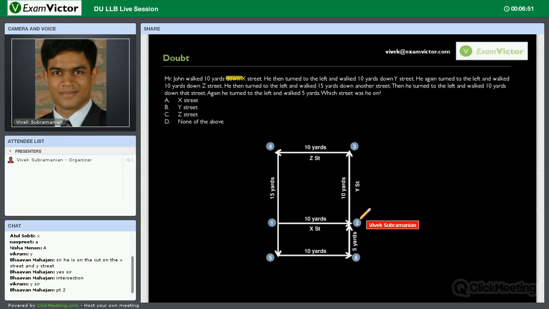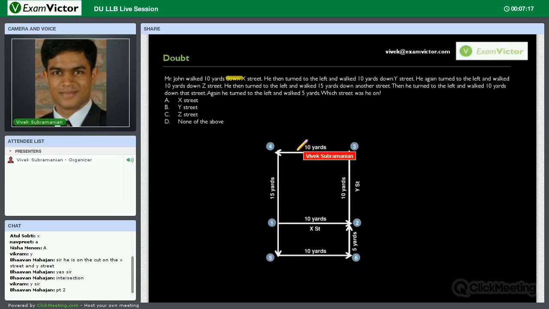A left turn is in this direction. So he turns left and walks 10 yards down Y street. So 2 to 3, those are the 10 yards down Y street. Again, down doesn't have any meaning, it's just a figure of speech. So now you've reached point 3. He again turns to the left and walks 10 yards down Z street. So one more left turn, another 10 yards, and he has reached point 4.